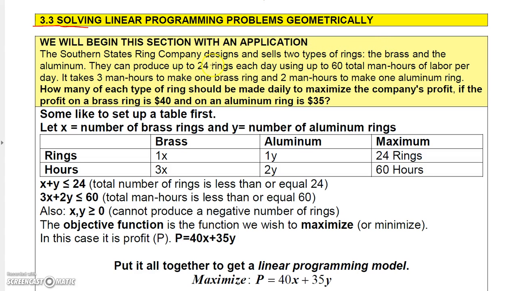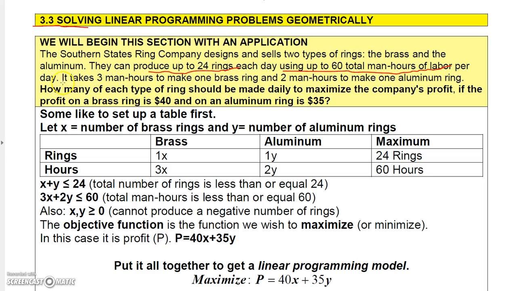We have the brass ring and the aluminum. Now, we're given that they can produce up to, that means they can't produce more than that, 24 rings each day. And they can use up to 60 man-hours for labor per day. So that just means they can't go over these numbers.